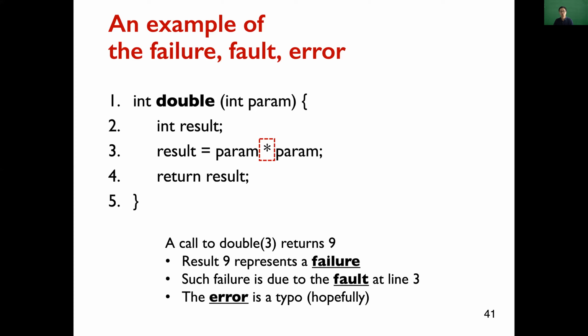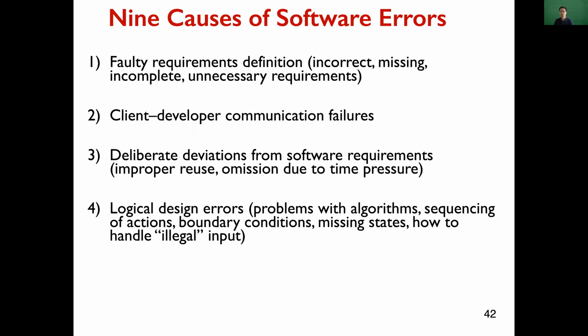In practice, there are usually 9 causes of software errors. The first one is a faulty requirement definition, which may be a missed requirement during requirement elicitation. The second is client-developer communication failures. The client may say something, but developers may hear something else. The third category is deliberate deviations from software requirements. There are many reasons for the deliberate deviations.